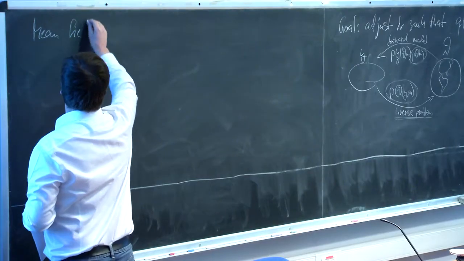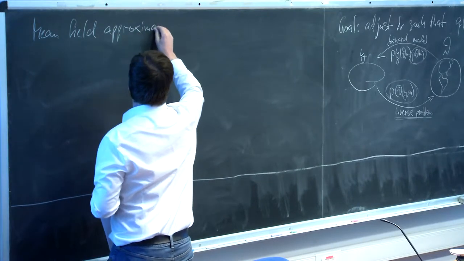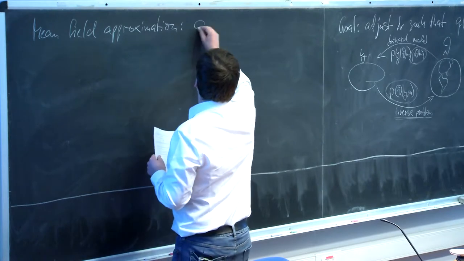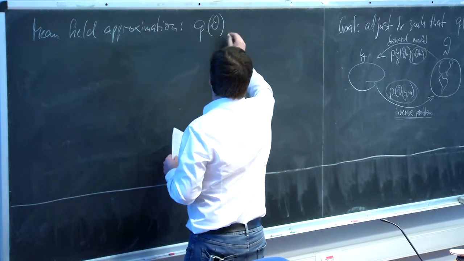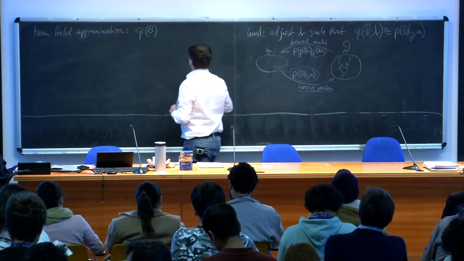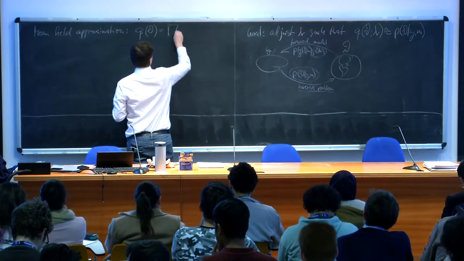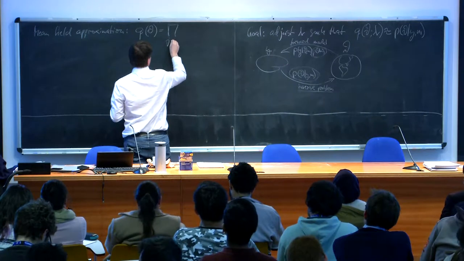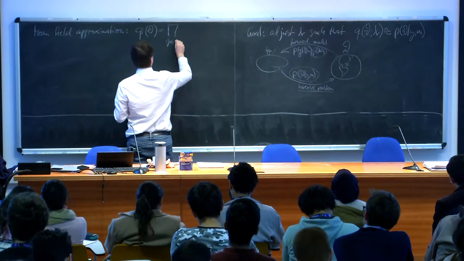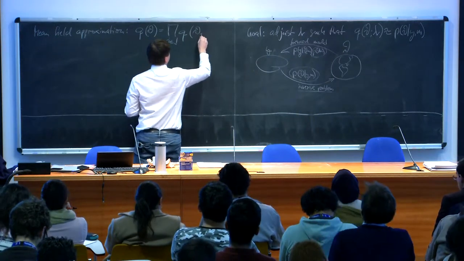Mean field approximation, originally from physics. Q of theta, and now for clarity, I'm going to stop writing this M. The M is always there, right? So let's forget about it. Q of theta is the product over all the elements in a partition of index sets, Q of theta j.